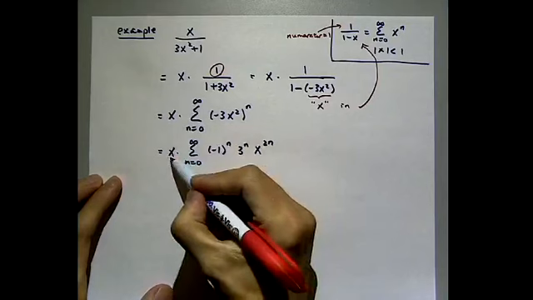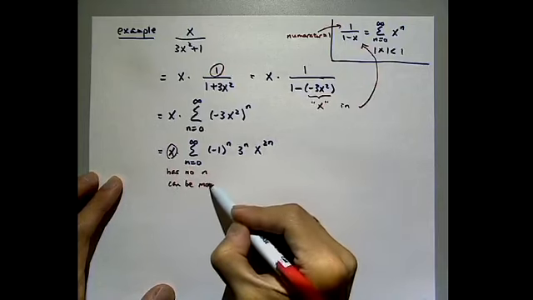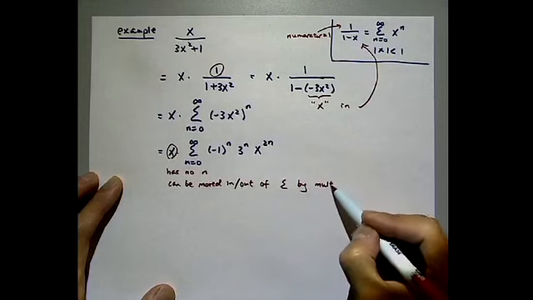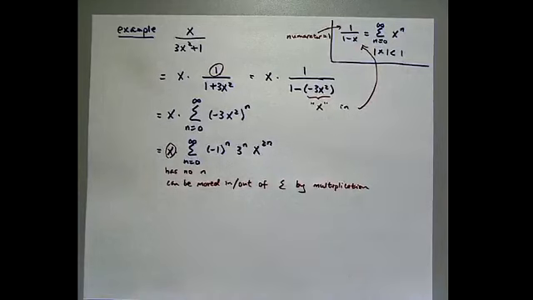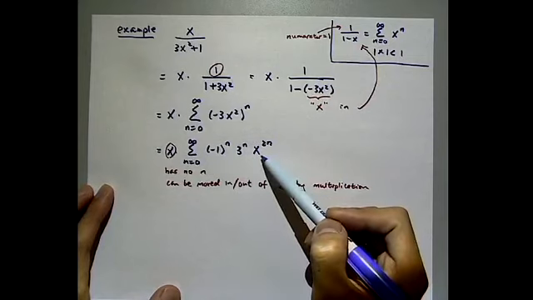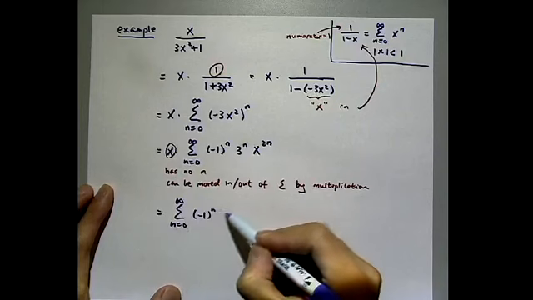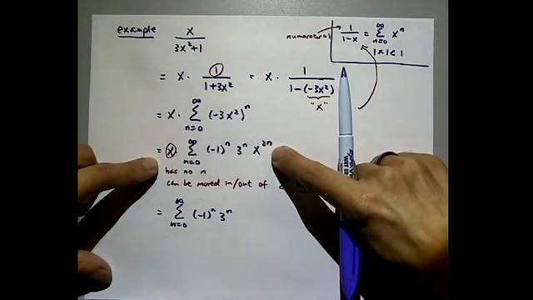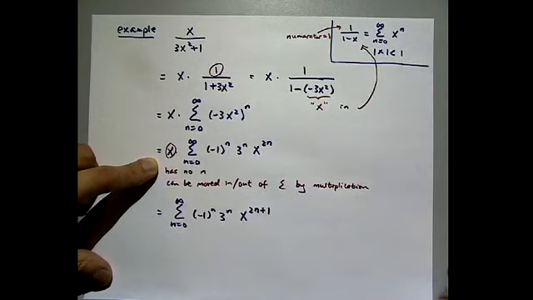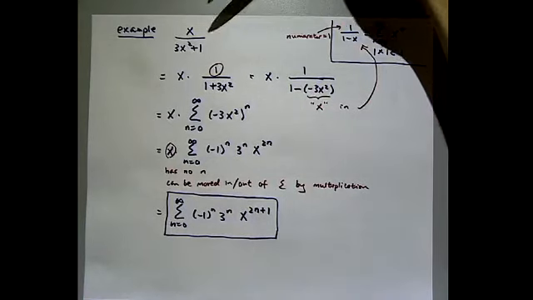And just like last time, anything that doesn't have n can be moved in, out of sigma by multiplication. So these guys cannot come out. They have to stay inside the summation. They all have an n attached to them. But this doesn't have an n. Let's bring it back in. And inside here, x already has a power of 2n. We'll bring one more into here. And that makes it x to the 2n plus 1. Yep? So there we go. There's the power series representation of this thing right here.